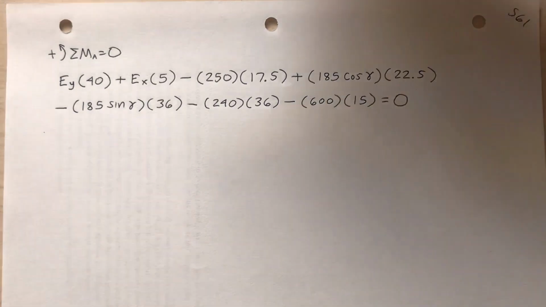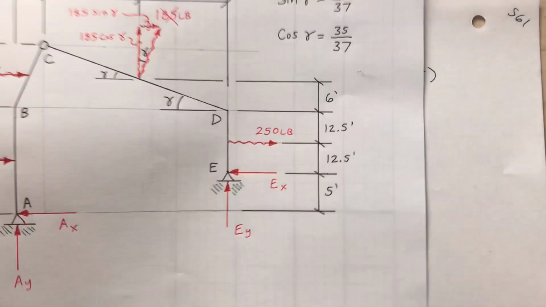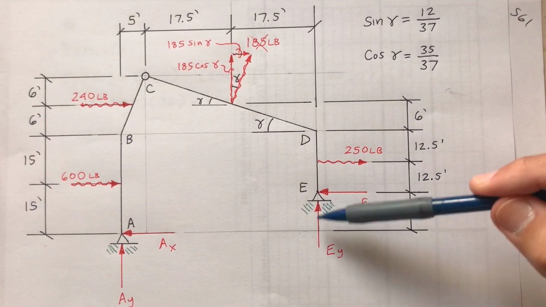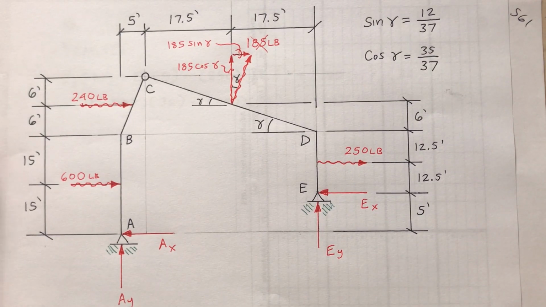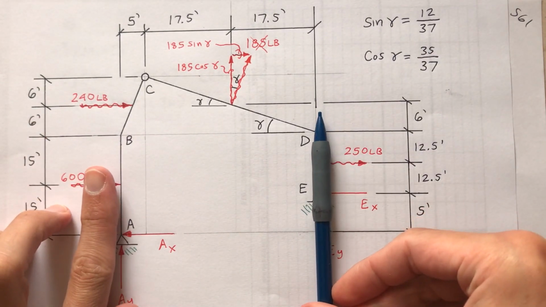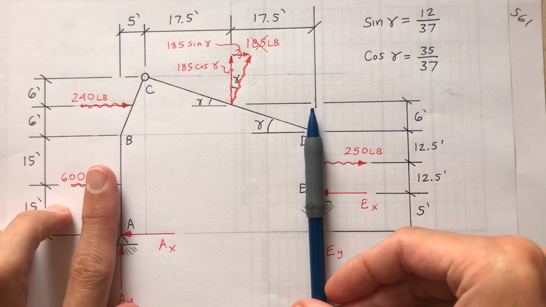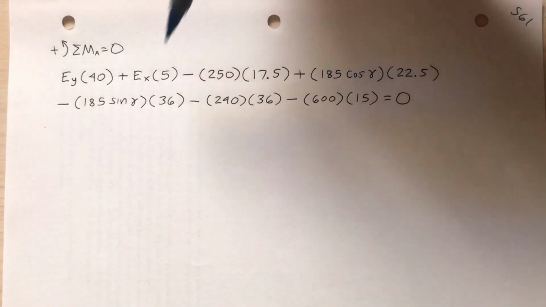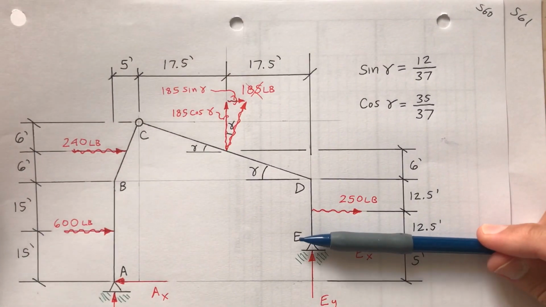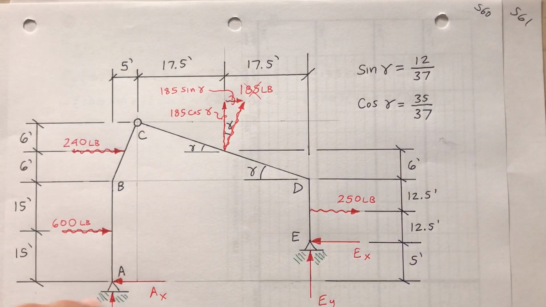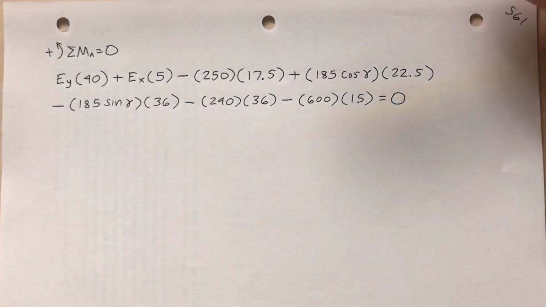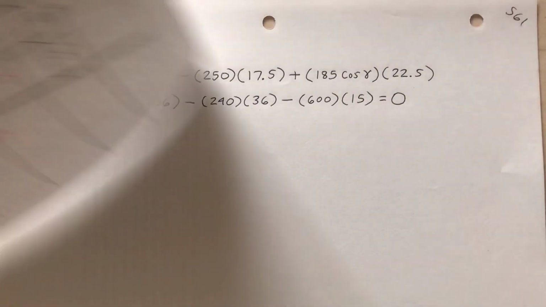Do you know where I'm getting these? E sub y times 40. Remember it's the moments about A. So E sub y is right here. 40, where am I getting that 40? The moment arm, the distance between my finger and the pencil, that's 40. 17.5 plus 5. Plus E sub x times 5. Here's E sub x. It tends to want to rotate counterclockwise. Moment arm 5. Minus 250 times 17.5.